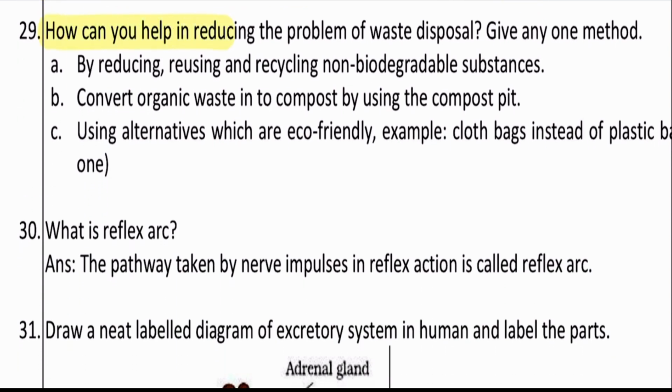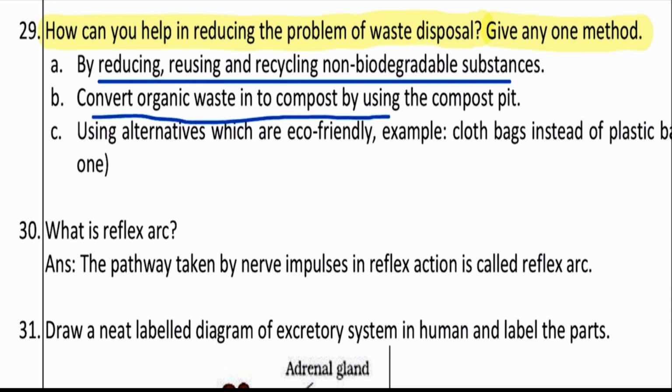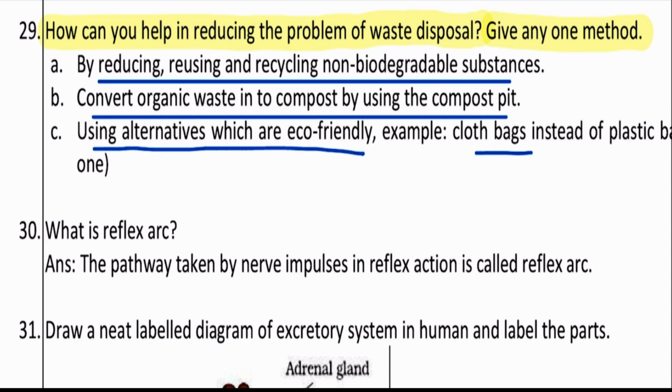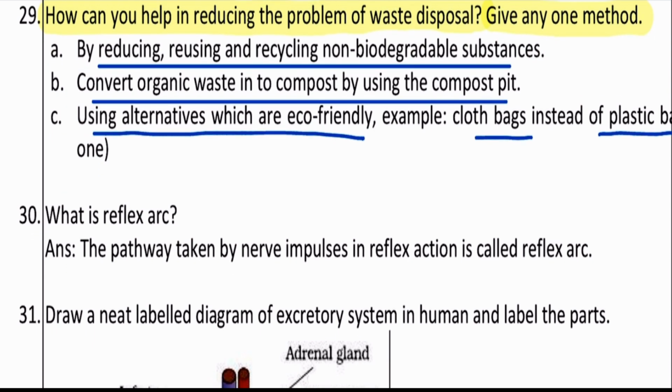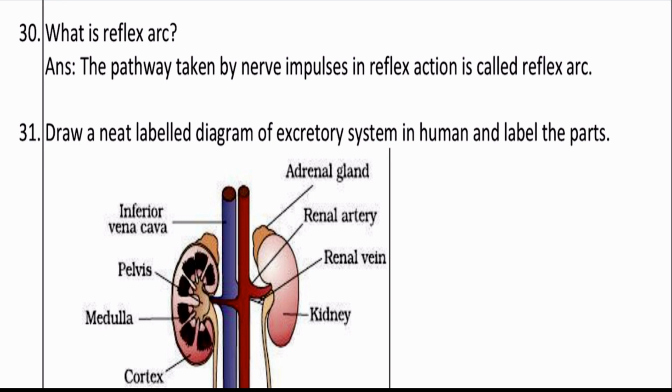How can you help in reducing the problem of waste disposal? Give any one method. By reducing, reusing, recycling non-biodegradable substances. Convert organic waste into compost by using compost pit. Using alternatives which are eco-friendly. Example, cloth bag instead of plastic bags. Write any one. Next question, what is reflex arc?